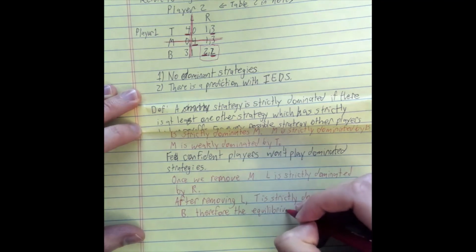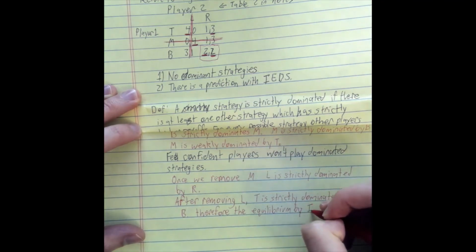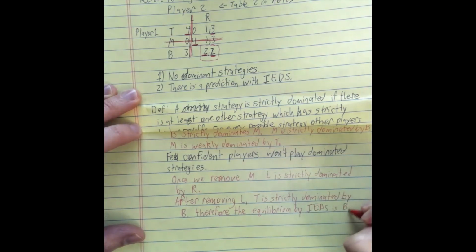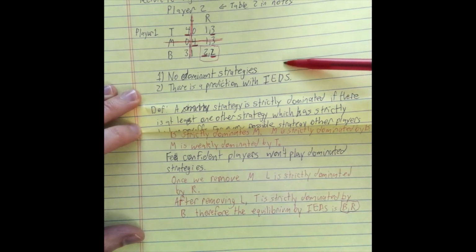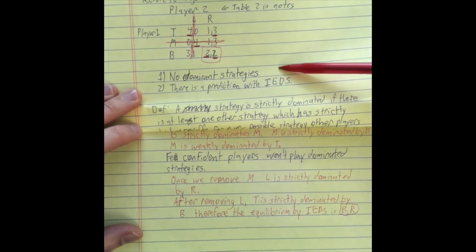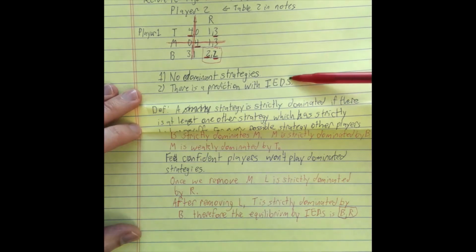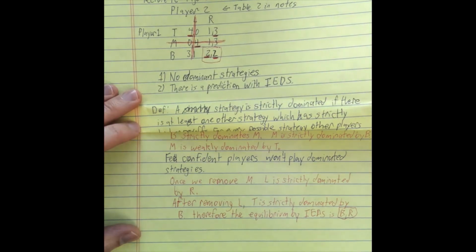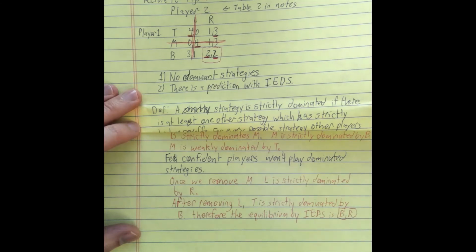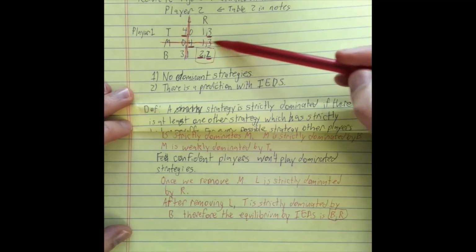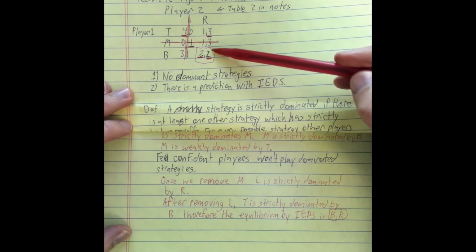So the equilibrium by iterated elimination of dominated strategies is BR, bottom right. And just recall that before there were no dominant strategies. We didn't have an equilibrium in dominant strategies, or actually dominant strategies at all. But using this method and just the logical idea that players should never play a dominated strategy, it would never make sense to play something that is always worse than something else, we can get some traction, and in this case, we can get a prediction.